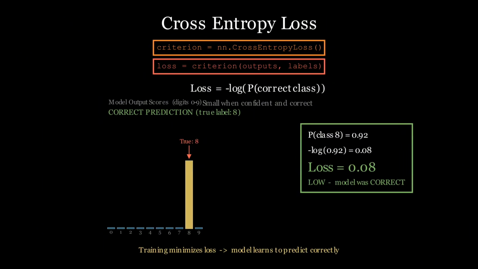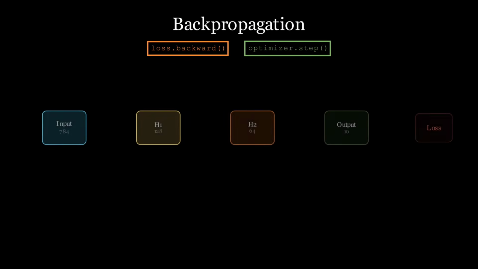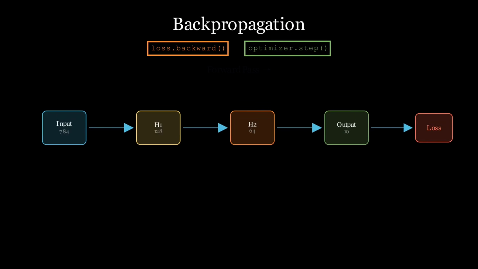During training, our objective is simple. We want to reduce the loss as much as possible. But how can the network know which weights caused the error? That's where backpropagation comes in. The loss tells us how wrong the prediction is. But the network still needs to determine which weights caused that error. This is where backpropagation comes in.